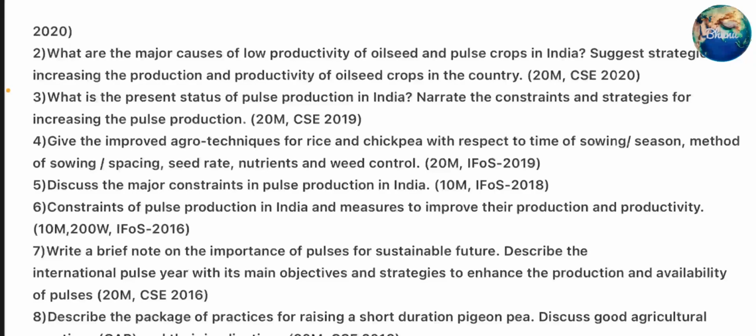Question 4. Give the improved agro techniques for rice and chickpea with respect to time of sowing or season, method of sowing or spacing, seed rate, nutrients and weed control. Question 5. Discuss the major constraints in pulse production in India. Question 6. Constraints of pulse production in India and measures to improve their production and productivity.